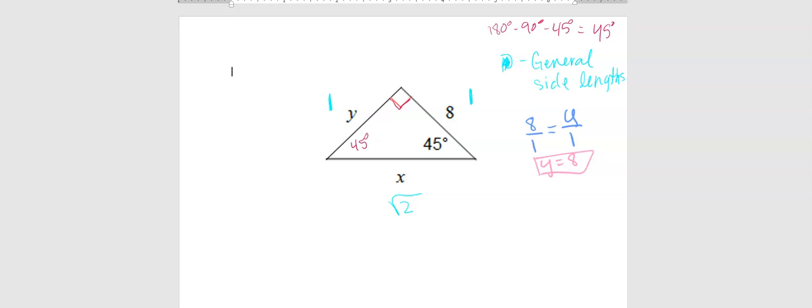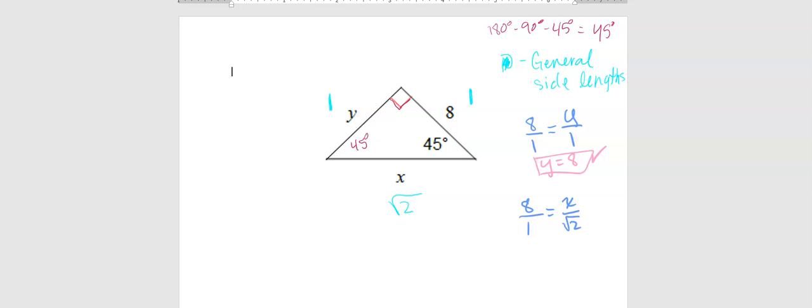Well, that's nice and handy. So I know one of my values. Check. I've got to find this one, though. So let's set up this proportion here. I've got 8 over 1. So given over general equals given of x over our general of the square root of 2.